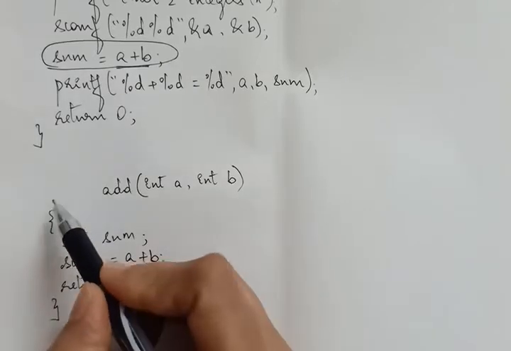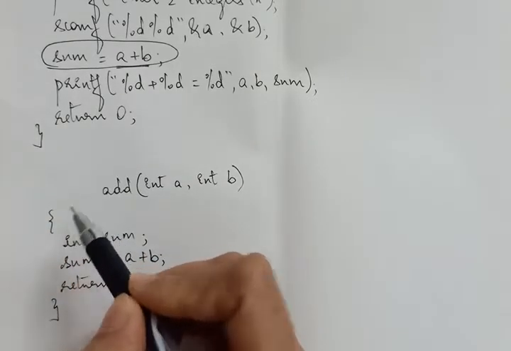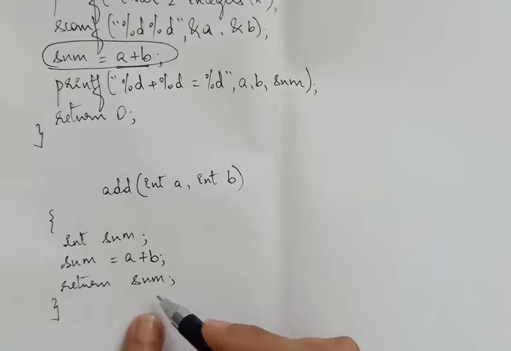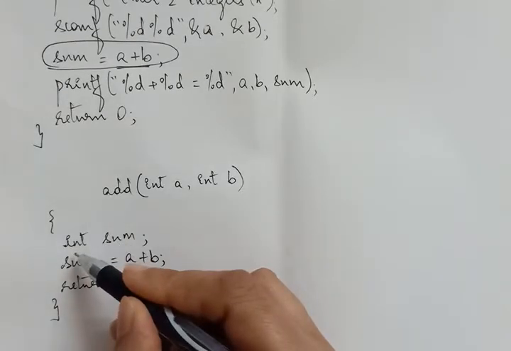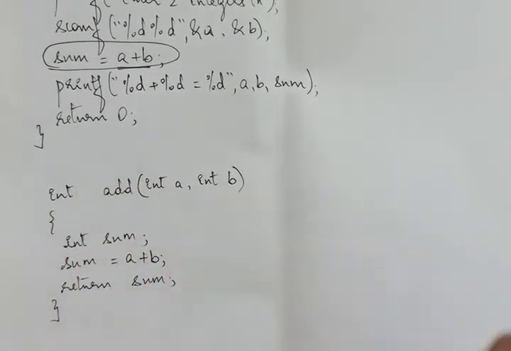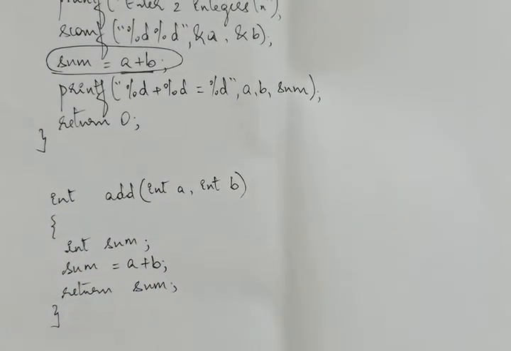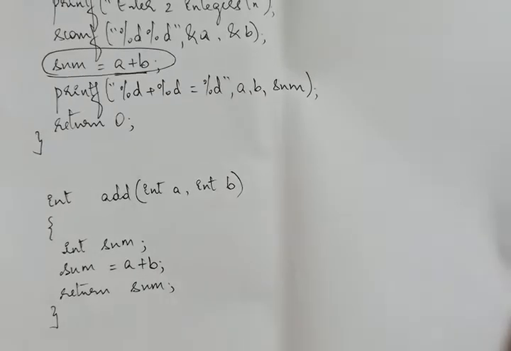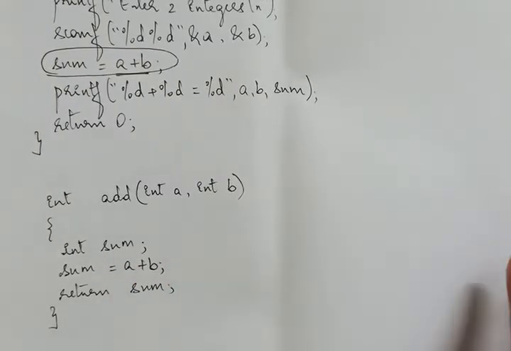That is, the return type of the function should be the same type as that of this variable. What type is this sum? Sum is being declared as int. So the return type should also be int. Okay. So now what is happening?